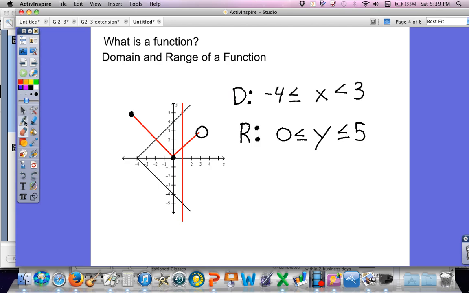For instance, I could have a function that looked like that. Let's say it goes as far on the x value to the left, -4, and as far, the highest value would be just less than 3. And over here, the range would be somewhere between 0 and as high as 5. So that's an example of some information, how you find the domain and range.